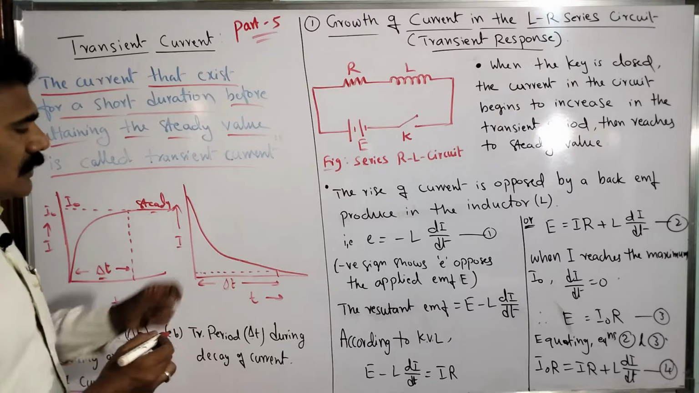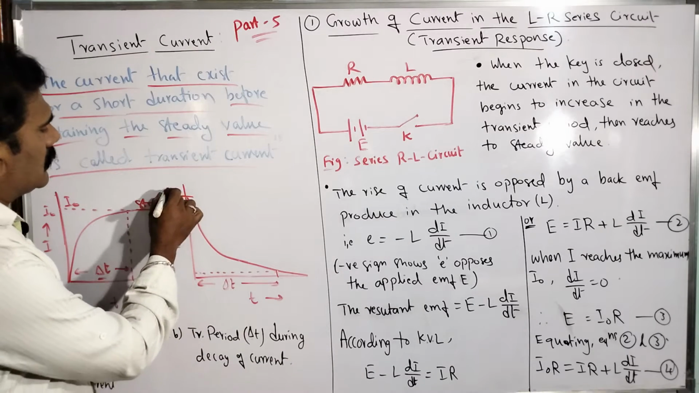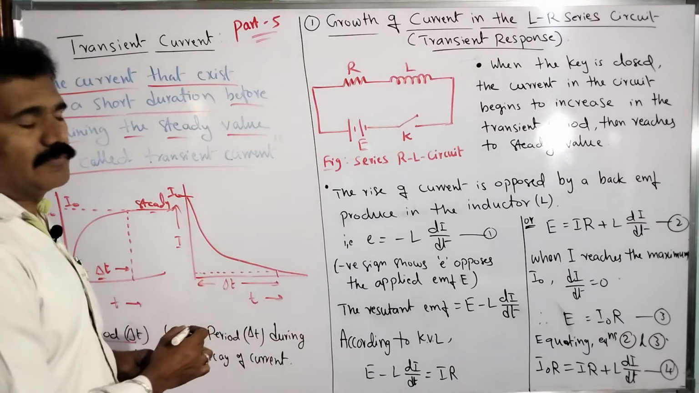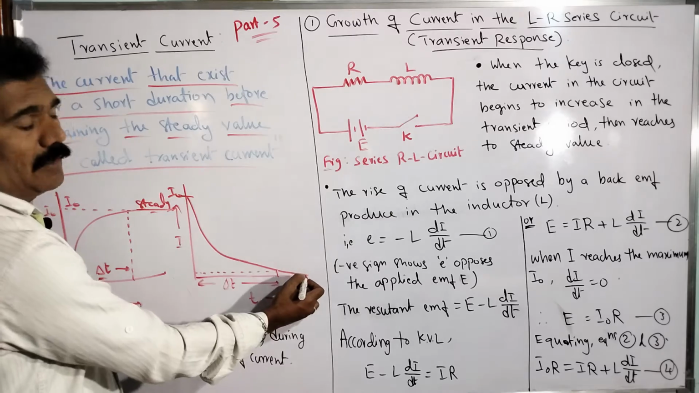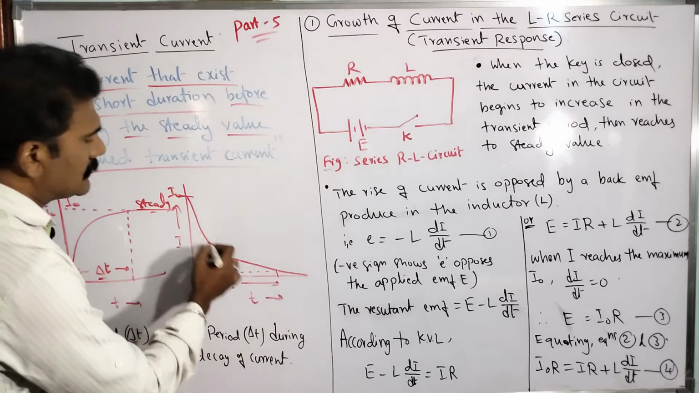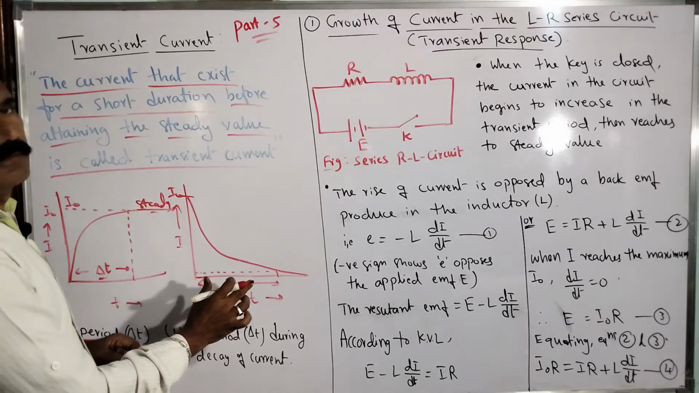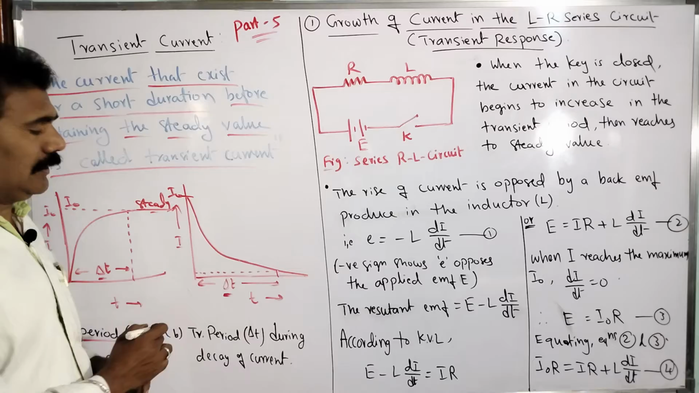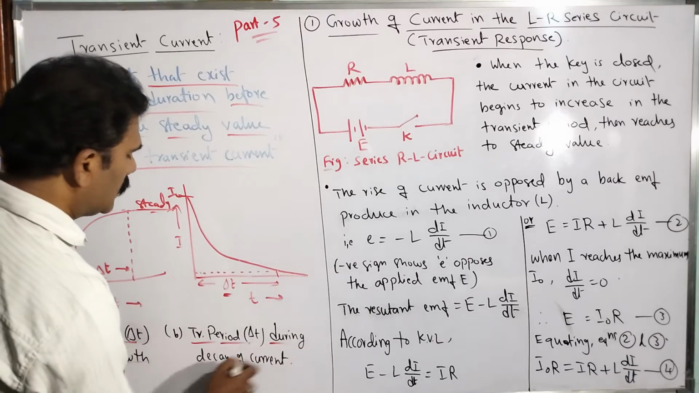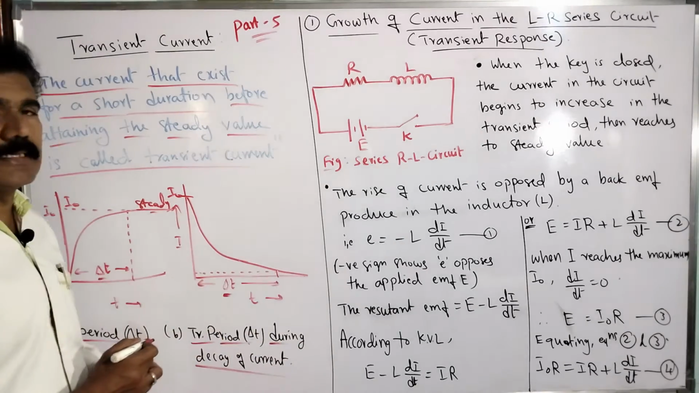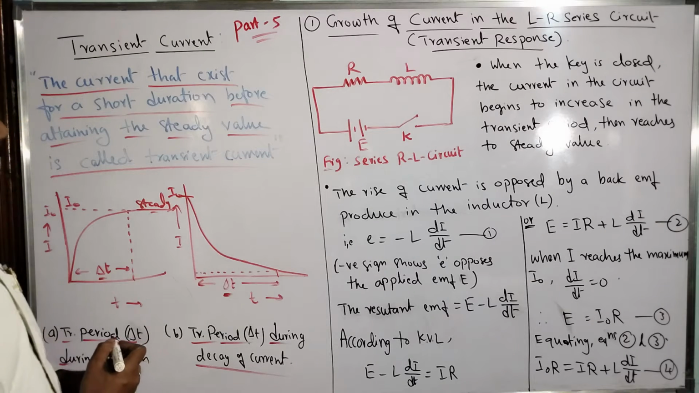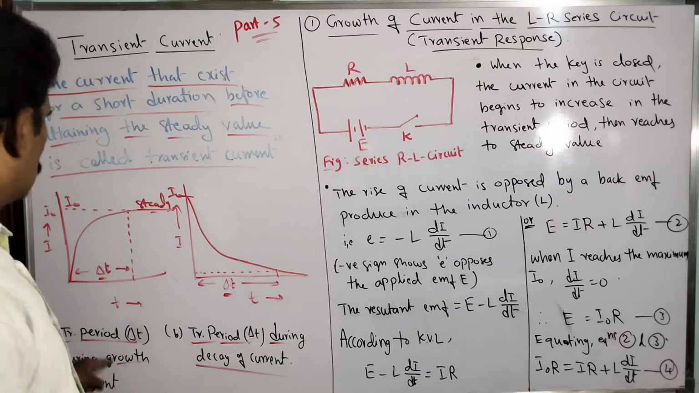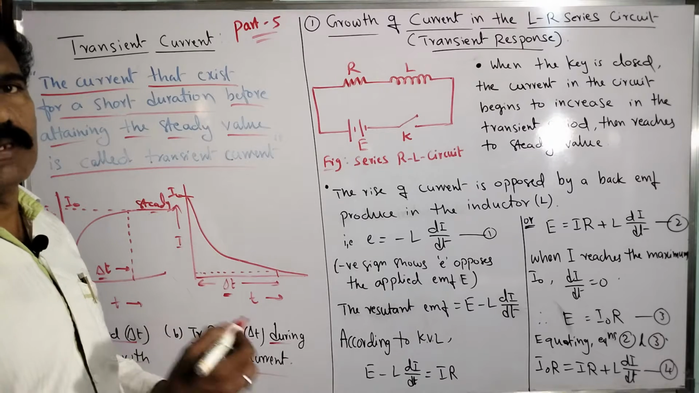Similarly, when the circuit is switched off, the current decreases from maximum I naught to 0. Of course, it is gradually decreasing to 0. Before reaching the minimum or 0 value, the current decreases over a short period. That short period is again delta t, called the transient period delta t during the decay. Decreasing is also called decay of the current. Clear? So like that you have to observe how the current is increasing or decreasing during the growth and during the decay of the current in various circuits.